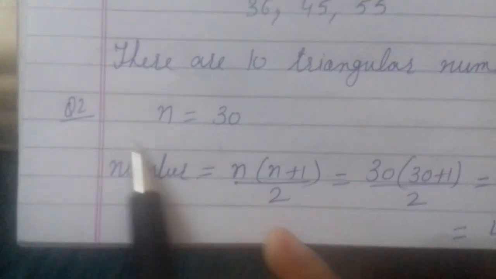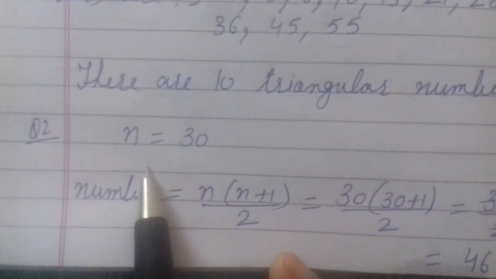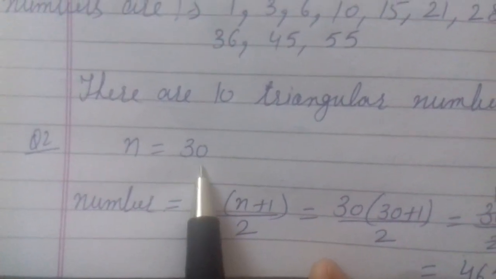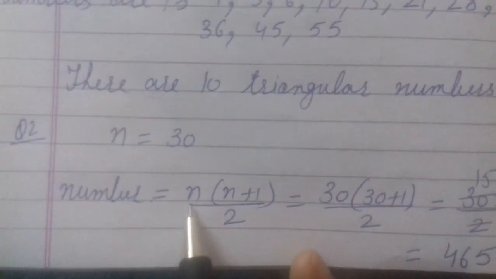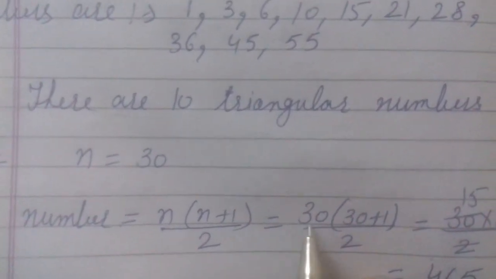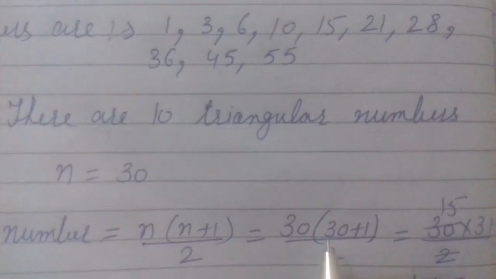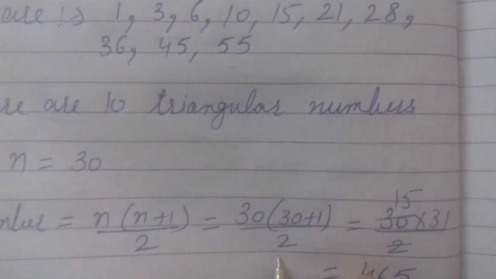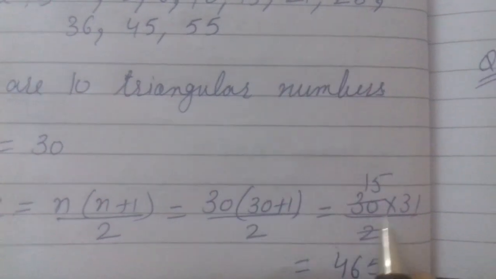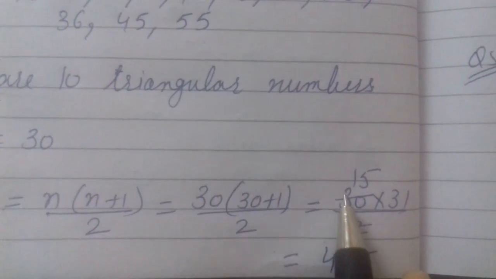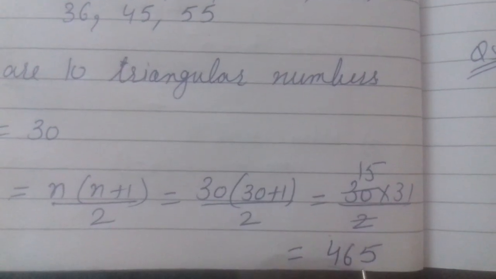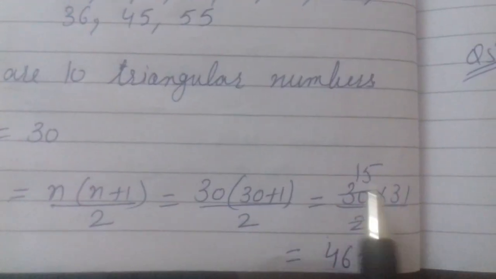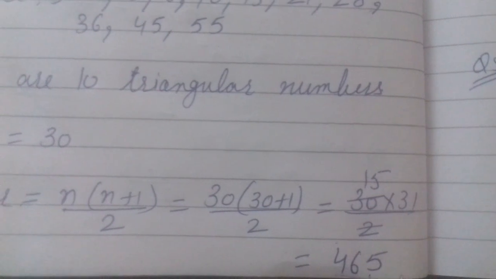Children, second question. Find the 30th triangular number. 30th means n is equal to 30. Now you know the formula. Directly put the value. In place of n, what will we write? 30 into n is what? 30 plus 1 divided by 2 will become 30 multiply by 31. Children, 30 and 2 can be cancelled. It will become 15. So the answer is 465 when you multiply. So this is the 30th triangular number.